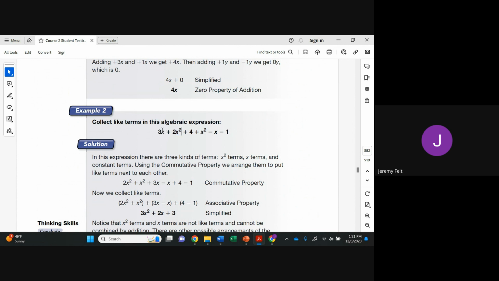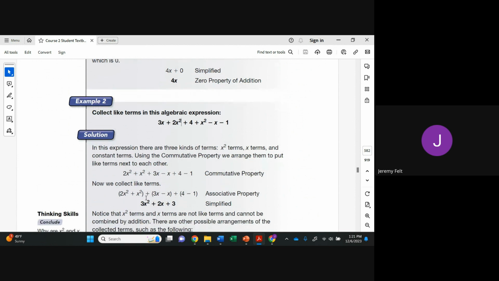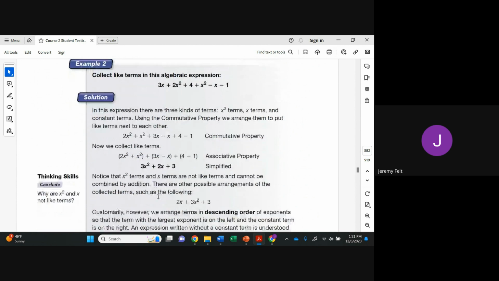But I can combine 3x minus 1x. So I have 2x. 2x squared plus x squared, or plus 1, gives me 3x squared, and then 4 minus 1 gives me 3. And then I rearrange those. What I'm left with is 3x squared, since that's the highest value, the highest degree. I want to move that furthest to the left, x squared, and then x, and then my constant. So 3x squared plus 2x plus 3.